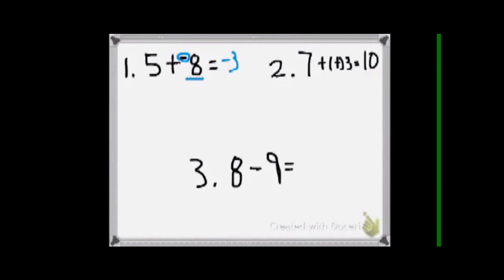Since it's 8 minus 9, we have to change the minus sign to a plus sign and the 9 to a negative. So ignore the negative sign for a minute. 9 minus 8 is 1. Since there are more negative numbers, your answer is negative 1.